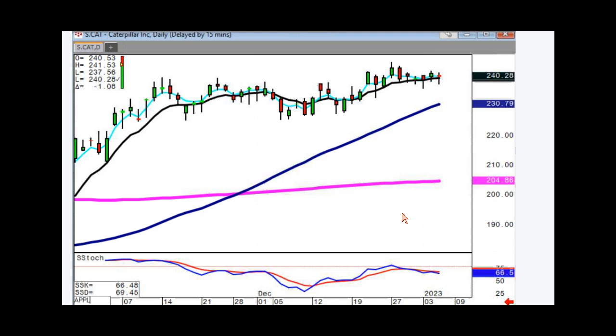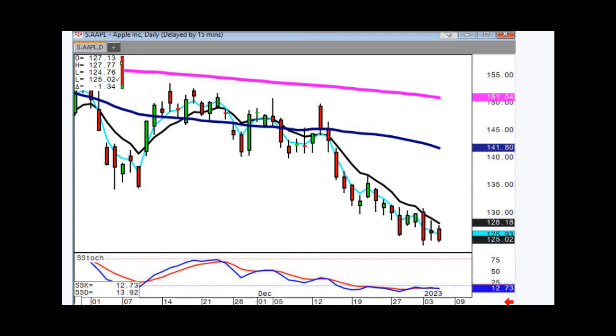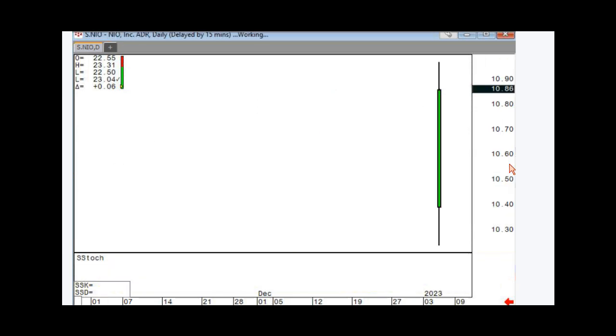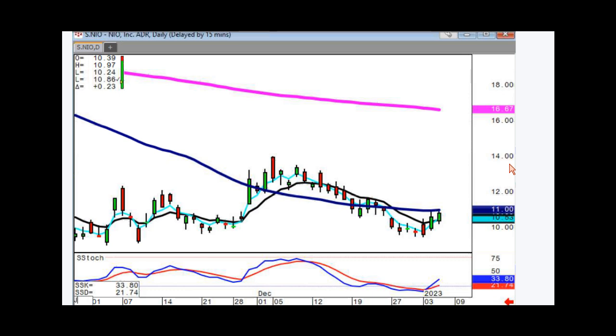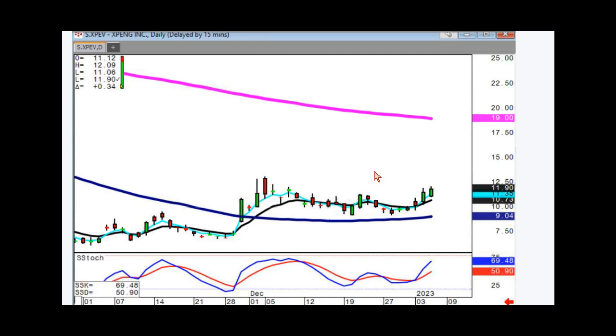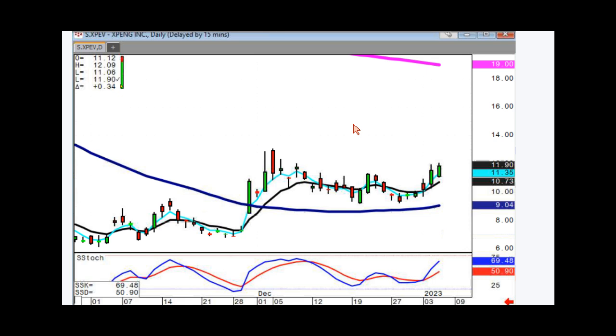Is that APPL or Apple? Stay short. You can stay long on this one. NIO didn't follow through. And XPEV, you can stay long on this one.